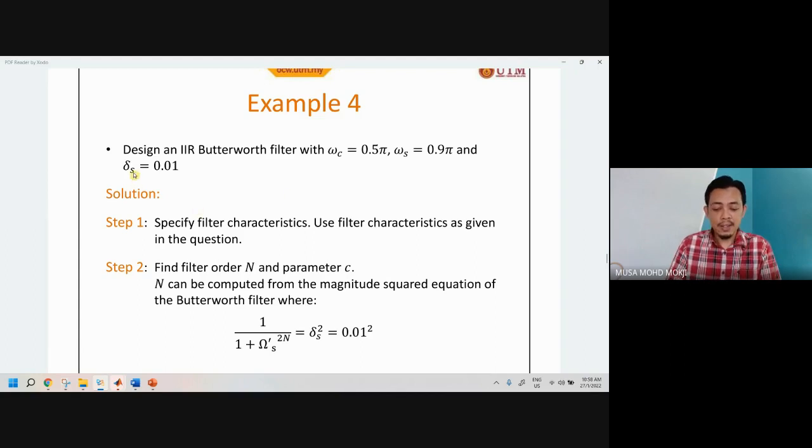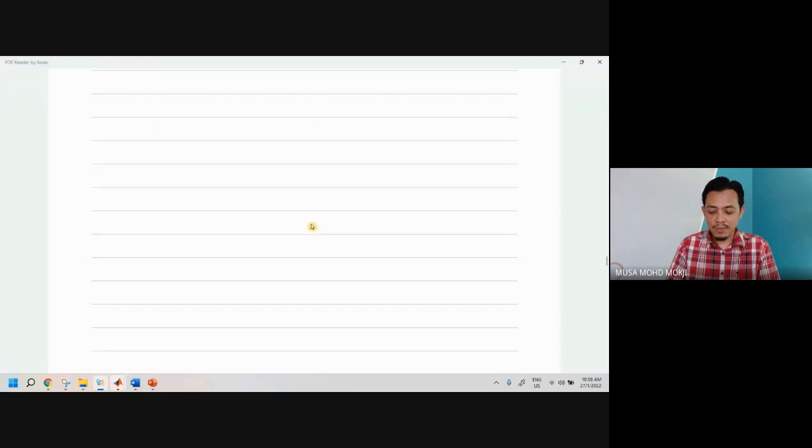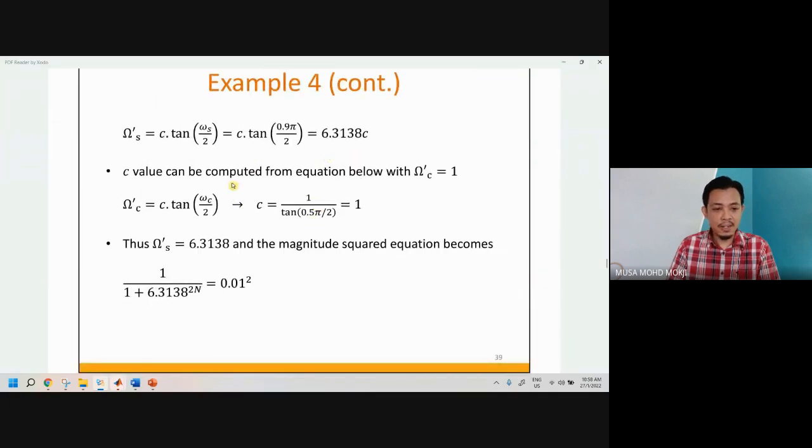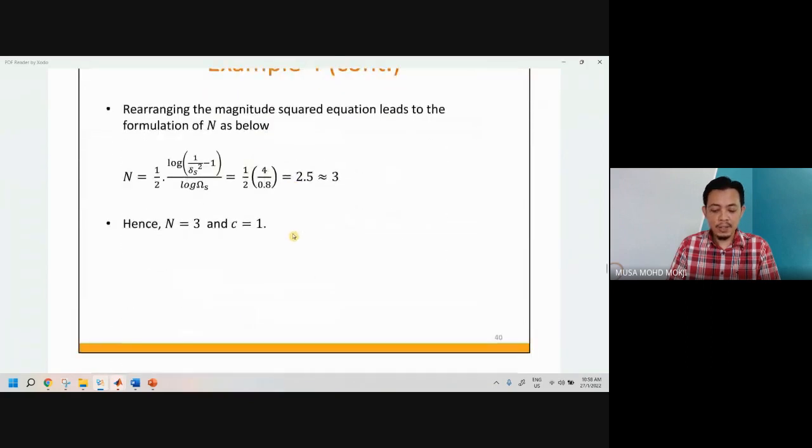We specify this ripple, and then you have your omega c and your omega s. So actually you will have 2 equations according to omega c and omega s. Then you can do a lot of calculation, because now you have 2 equations and 2 parameters, so you can solve this, estimating that the filter order should be at least 3. So yes, we can do that.